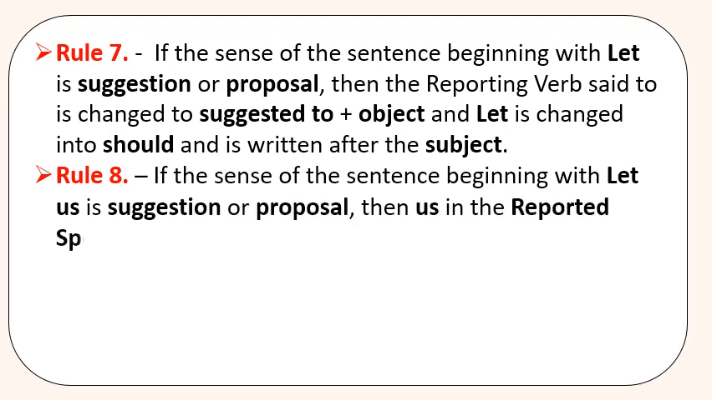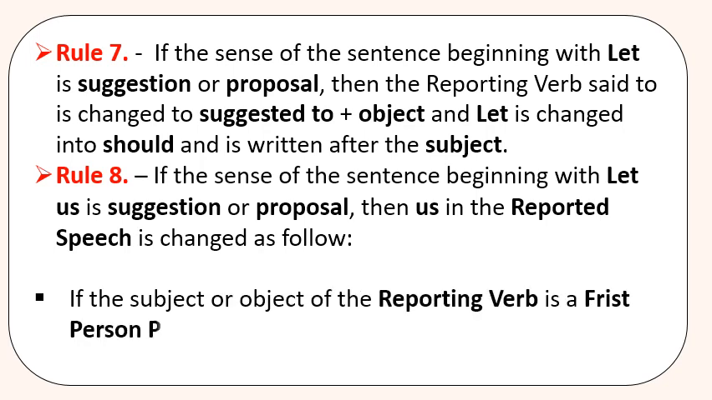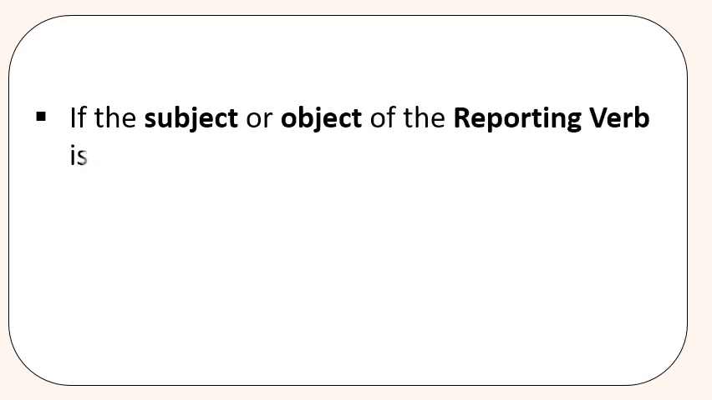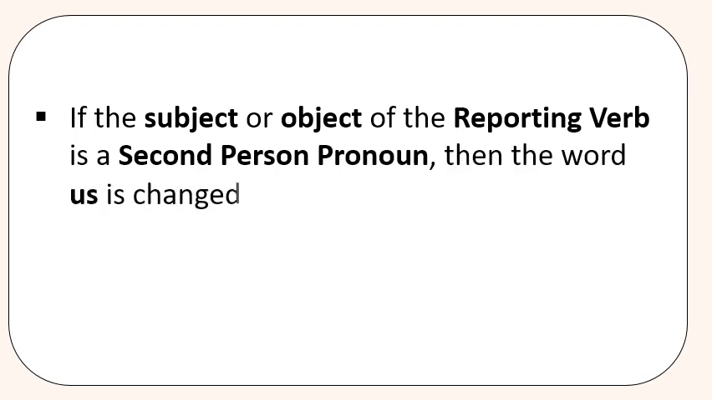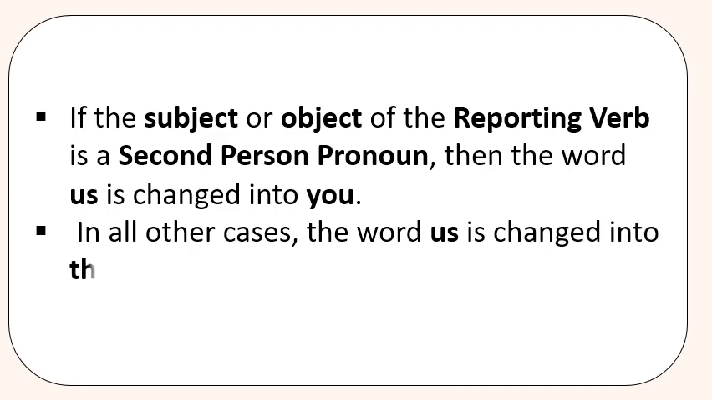Rule number 8 is if the sense of the sentence beginning with let us is suggestion or proposal, then us in the reported speech is changed as follows. Number 1, if the subject or object of the reporting verb is a first person pronoun, then the word us is changed into we. Number 2, if the subject or object of the reporting verb is a second person pronoun, then the word us is changed into you. In all other cases, the word us is changed into they.